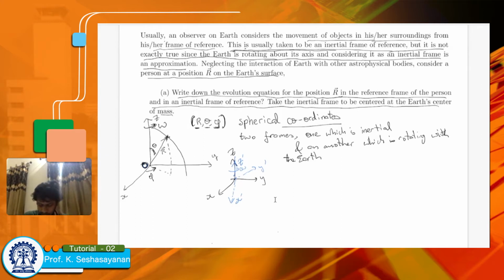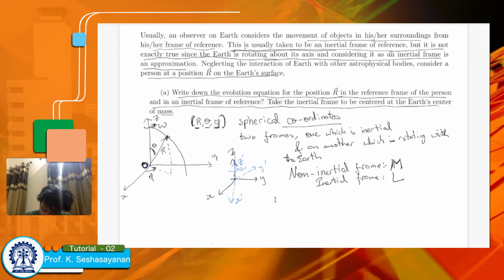The only thing is that here, in one frame of reference, x, y, z are fixed. Another frame is rotating with omega. So we have to find the evolution equation for the position vector r, and let's first do the non-inertial or the rotating frame. I'll just denote this frame as M, capital M meaning moving frame. Since capital R is the position vector, I don't want to confuse it with rotating frame, so we call the rotating frame as a moving frame M, and the inertial frame will denote it as L, which is the lab frame.